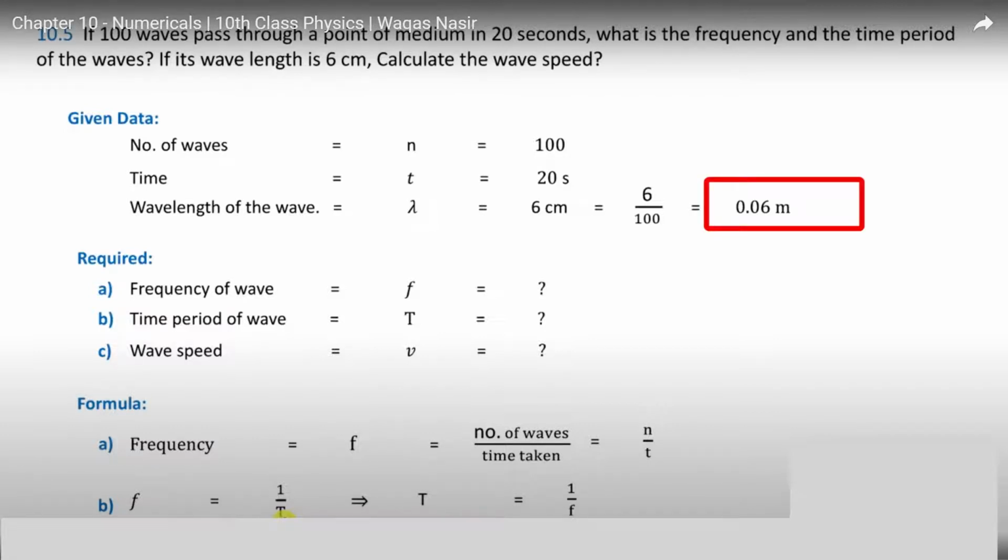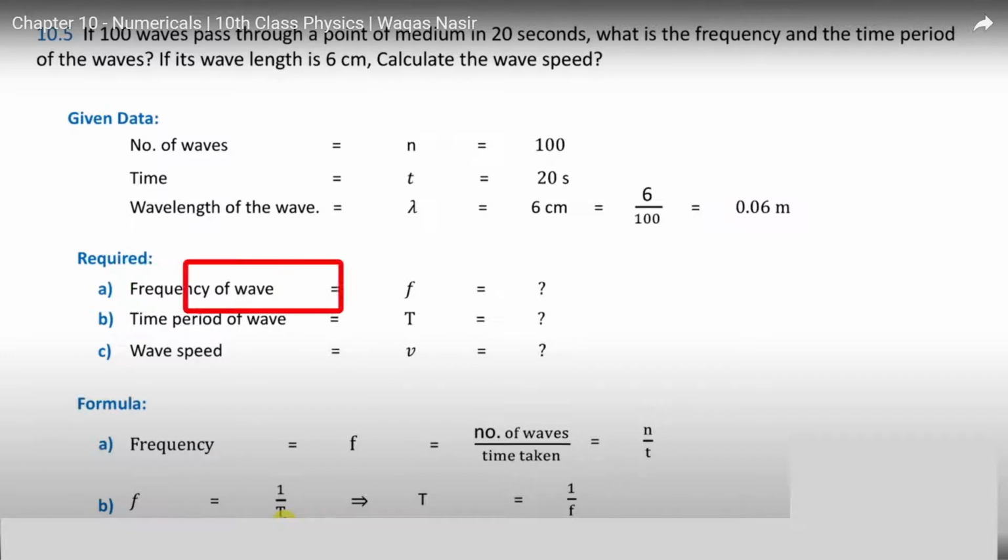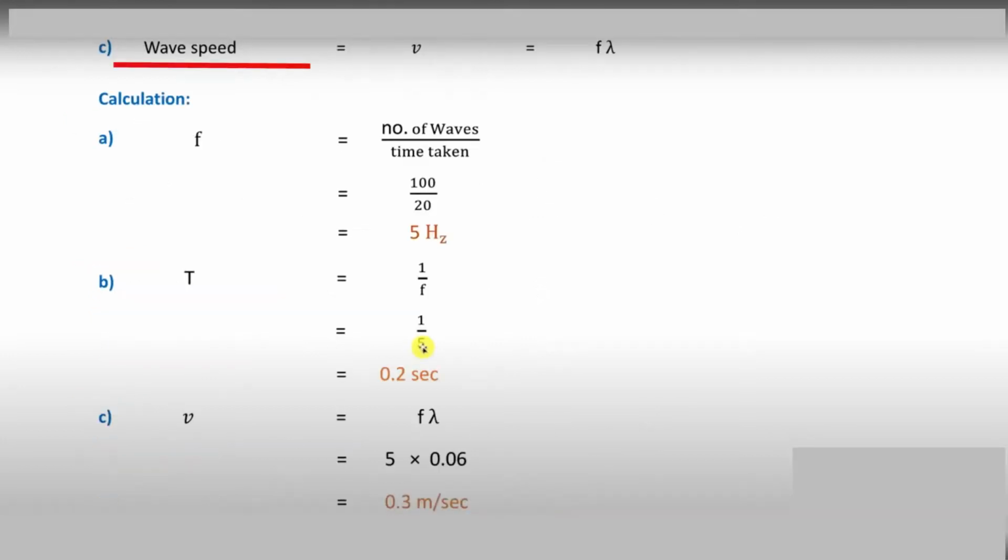Now what is required? Frequency of the wave, which is denoted by f, time period of the wave, which is denoted by capital T, and wave speed, which is the velocity, denoted by v. We will write the formulas. The formula of the frequency is number of waves divided by time taken. The second formula, for the time period, is T equals 1 over f. And the third formula is the formula of the wave speed, which is v equals lambda f.